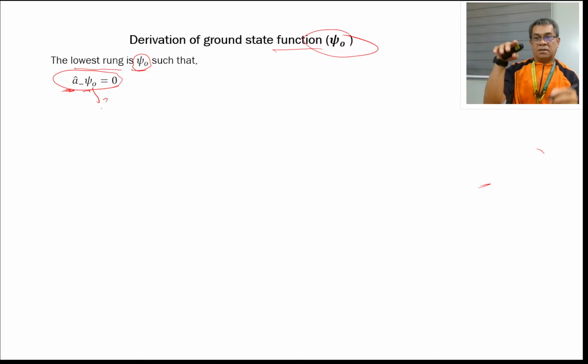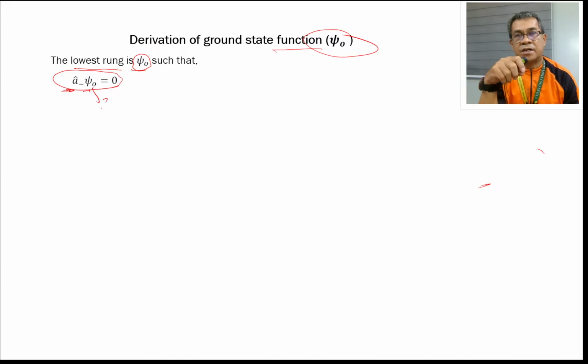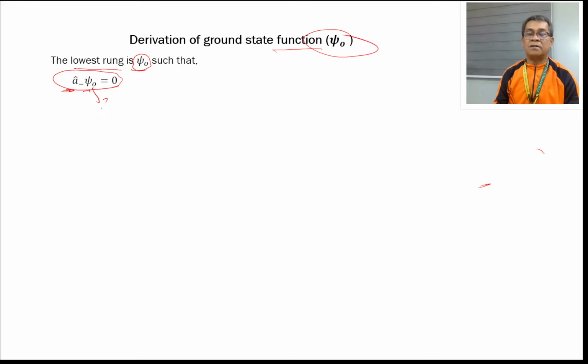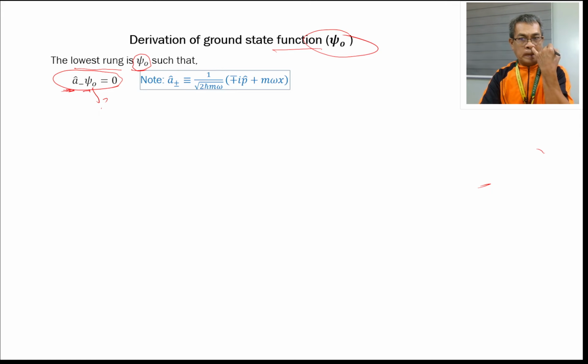Okay, so again, if we have the ground state wave function and we let the lowering operator act on that, and remember that the ground state is the lowest rung, then of course, if you do it mathematically, you will arrive at 0 because you can see nothing below. So this is the trick, or the idea, of providing the ground state.